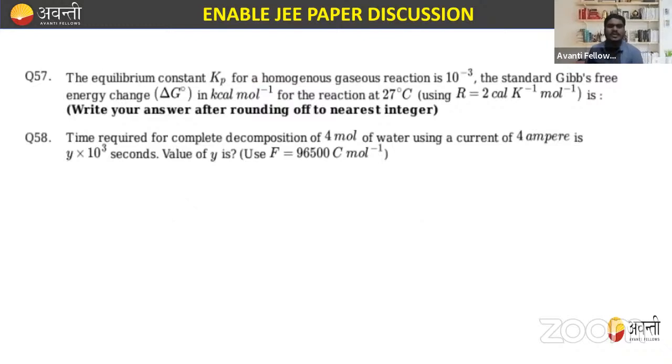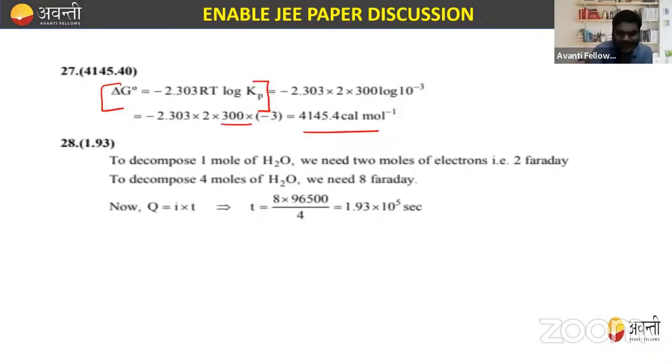Now, on a similar basis: the time required for complete decomposition of 4 mole of water using a current of 4 ampere. So here the mole is given, that is 4 mole, and the current is also given, that is 4 ampere. The time required is y into 10 to the power 3. You just have to identify y. So what is y here?